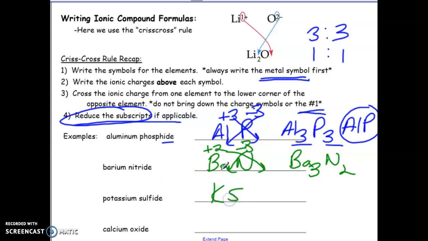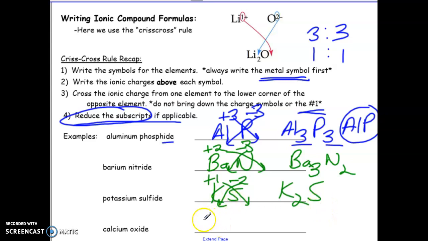Potassium and sulfur. Potassium has a positive 1. It's in group number 1. Sulfur has negative 2 since it has 6 valence electrons. So when we crisscross this, you should have K2 and S with no number written in because it's essentially a 1.